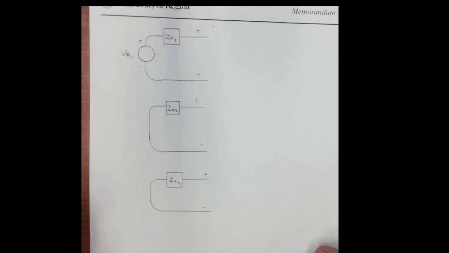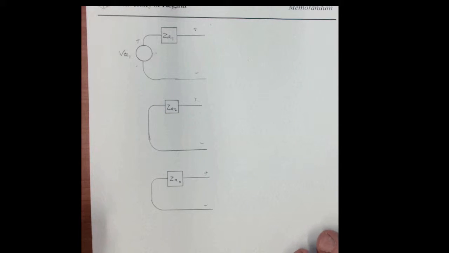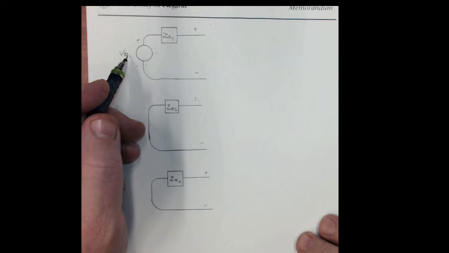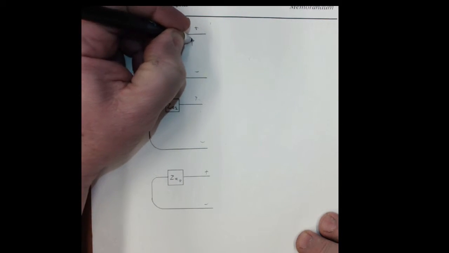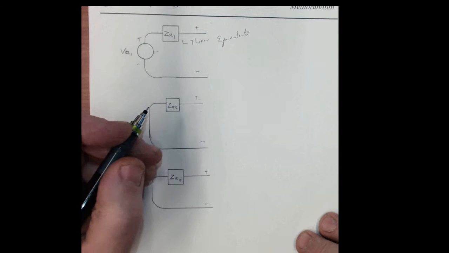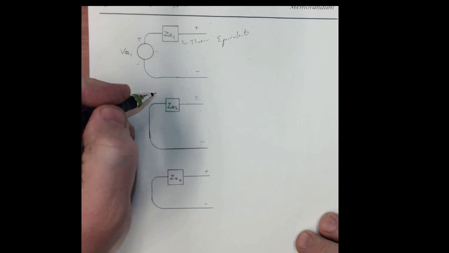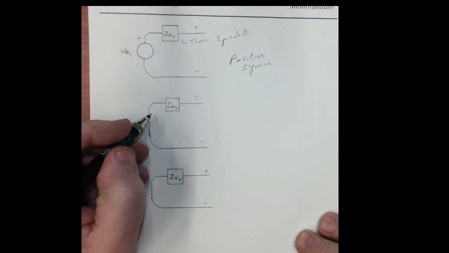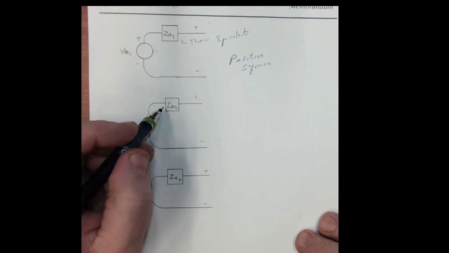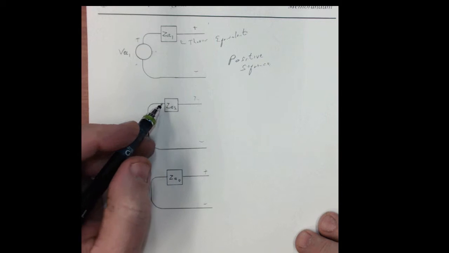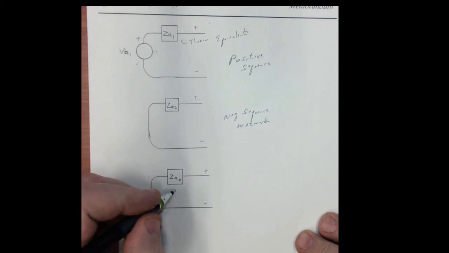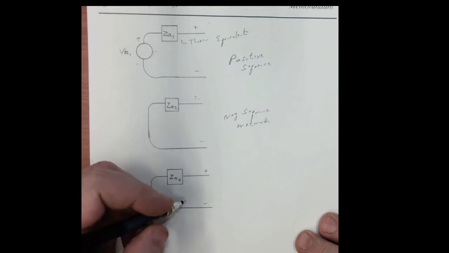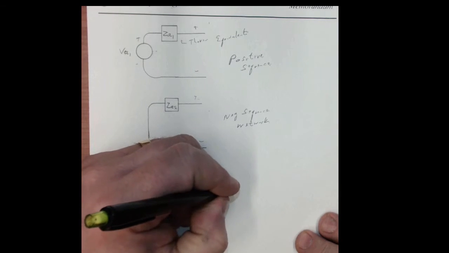So here I have three representations, or three circuits, which represent that model that we were just looking at. Here I have a voltage source called VA1 and an impedance ZA1. This represents the Thevenin equivalent impedance that I'm going to see for my positive sequence network. So this is my positive sequence network. Here I have another network, and you'll notice there's no voltage source, and there's an impedance ZA2. So this is my negative sequence. And finally here I have a ZA0. ZA0 and no voltage source represents my zero sequence.